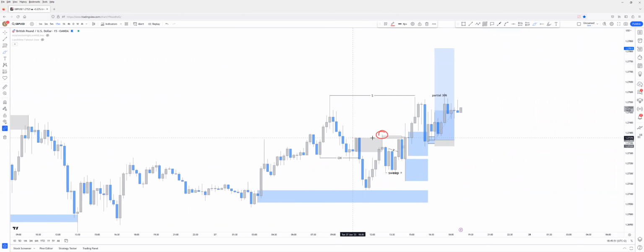So this high point, this supply, and this high point were broken from this 50-minute demand that you can see here. It also created inefficiency in between the top of the first candle and the bottom of the third candle.